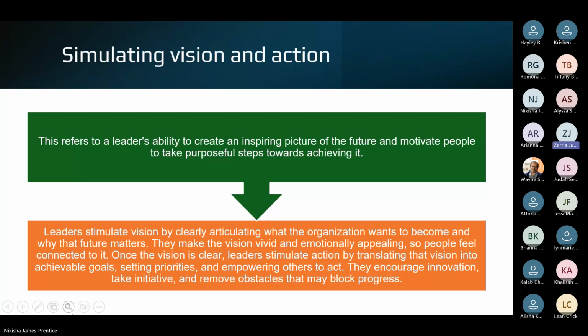Leaders stimulate a strong vision by clearly articulating what the organization wants to become and why the organization matters. A strong vision is not only inspiring but clear and vivid, and it also creates an emotional appeal so people can feel more connected to it one way or another. Once the vision is clear, leaders stimulate action by translating vision into achievable goals. They also set priorities and empower others to act. They also encourage innovation, take initiative, and remove obstacles that may block any progress.